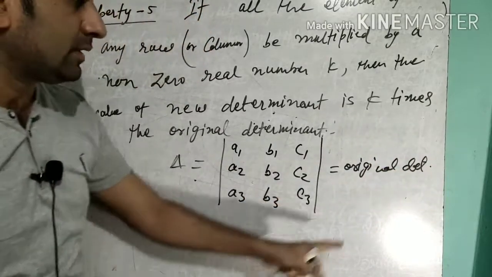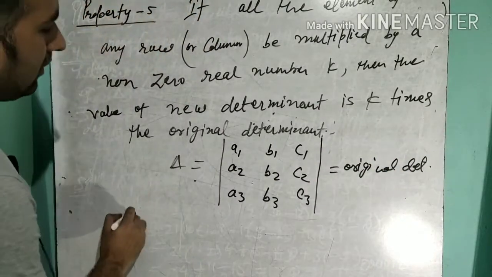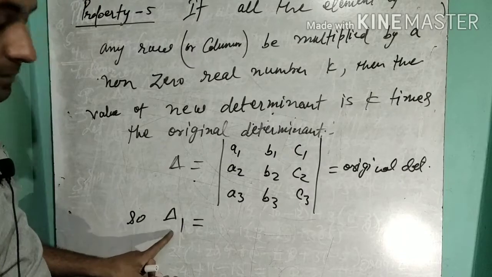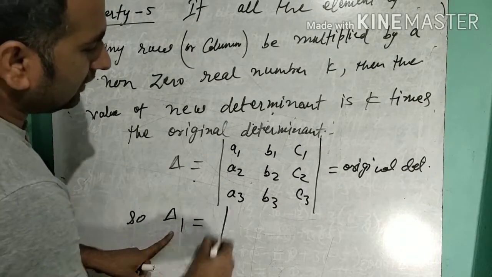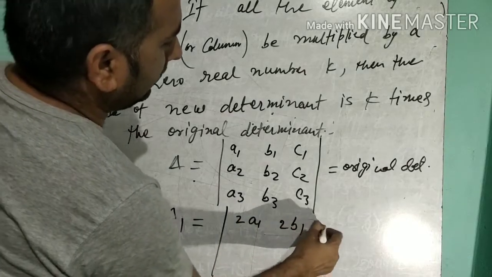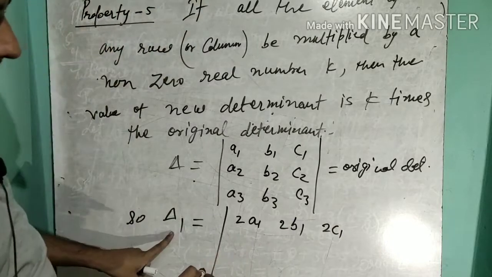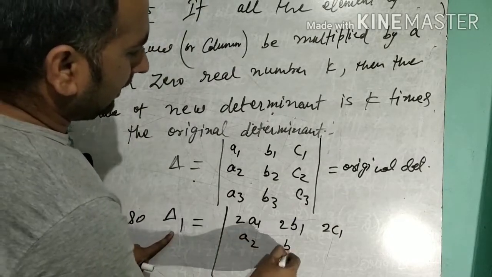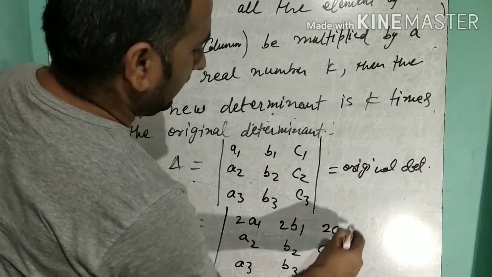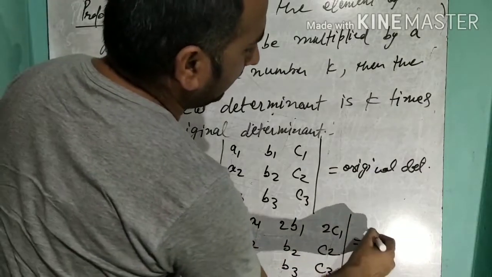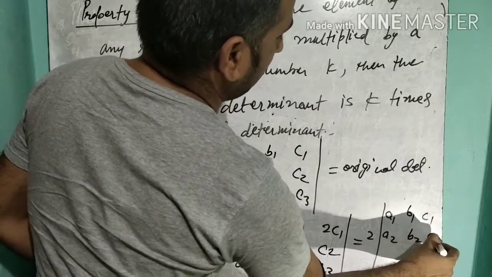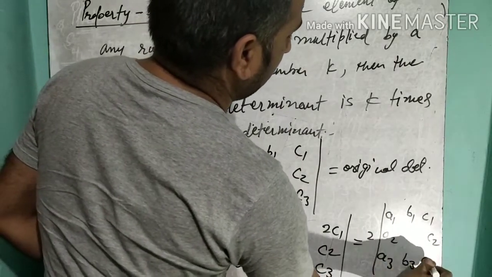Okay students, this is known as your original determinant. Now suppose I have a new determinant, delta 1, with a subscript. Here it is 2a1, 2b1, 2c1. Is it clear? And a2, b2, c2, and a3, b3, c3. Here students, you can take the 2 as common, so we have a1, b1, c1, a2, b2, c2, and a3, b3, c3.